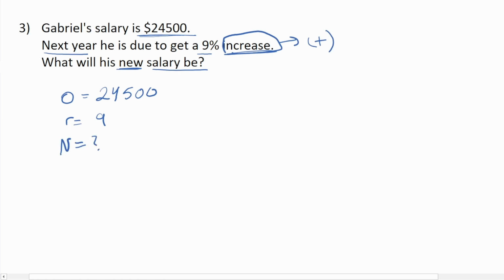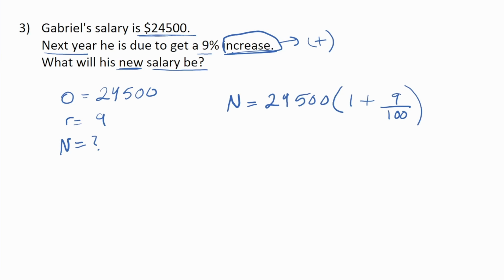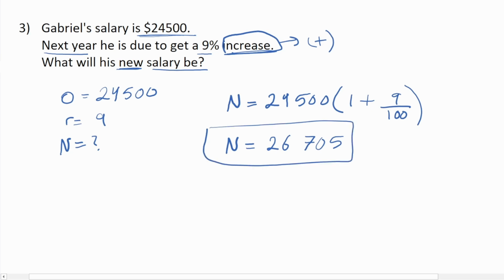This is the unknown. So we don't need to write the rule every time. We're just going to jump into the substitution. So 24,500 multiplied by 1 plus 9 over 100. Okay. Now again, just plug the whole thing on your calculator and you should get new is equal to 26,705. This is his new salary.